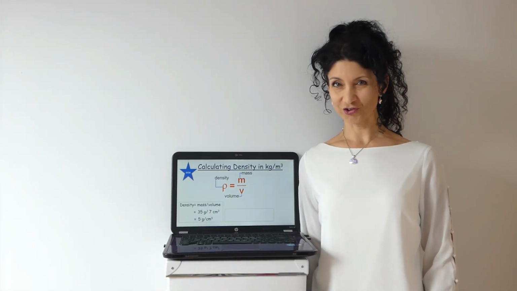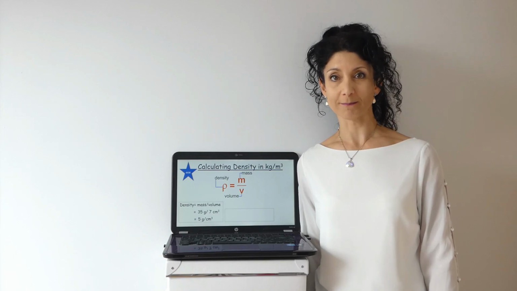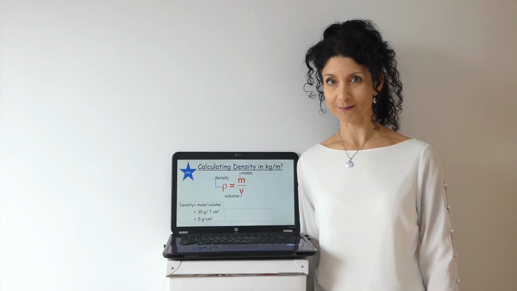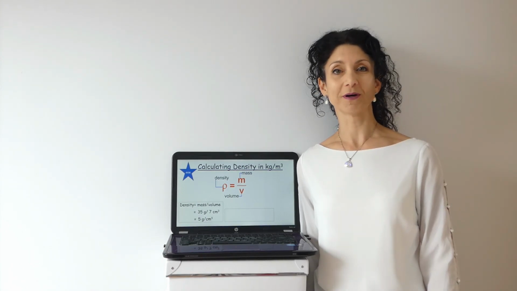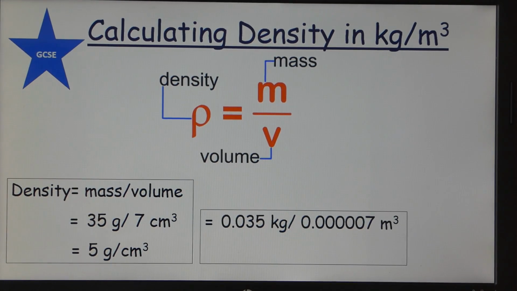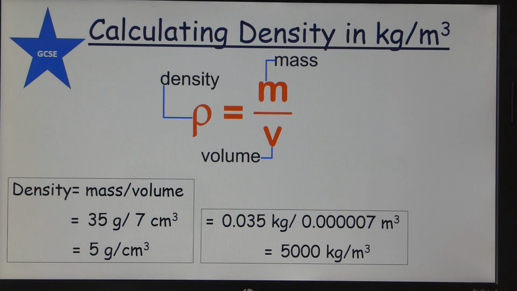It's very easy to change grams into kilograms. There are 1,000 grams in every kilogram. So to change grams into kilograms, you just need to take the number and divide it by 1,000. And to convert centimetre cubed into metre cubed, we need to divide it by 100, and then by 100, and then by 100 again. So you're dividing it by 3 lots of 100. And this will give you the answer, 5,000 kilograms per metre cubed.